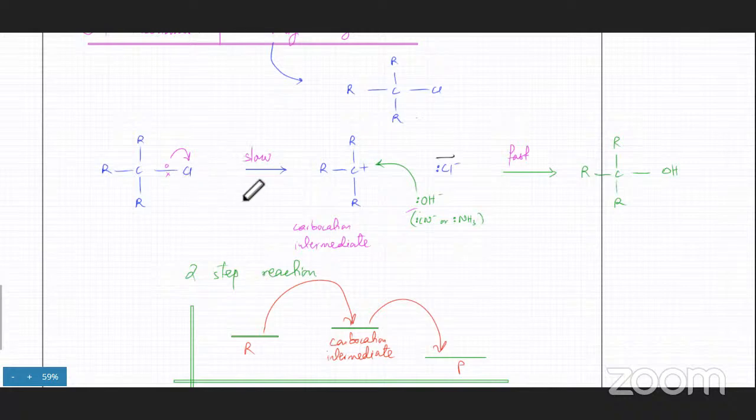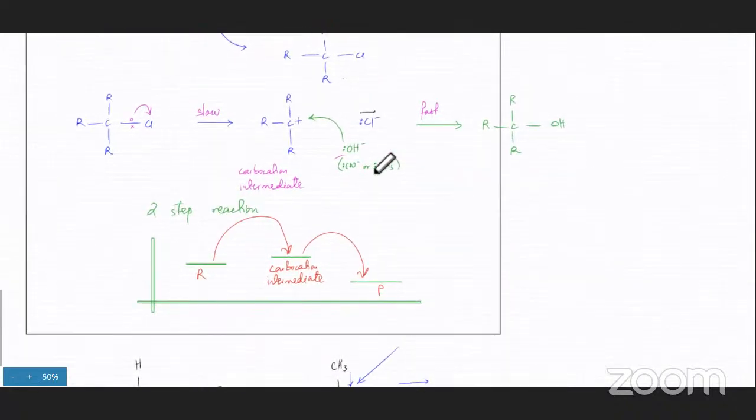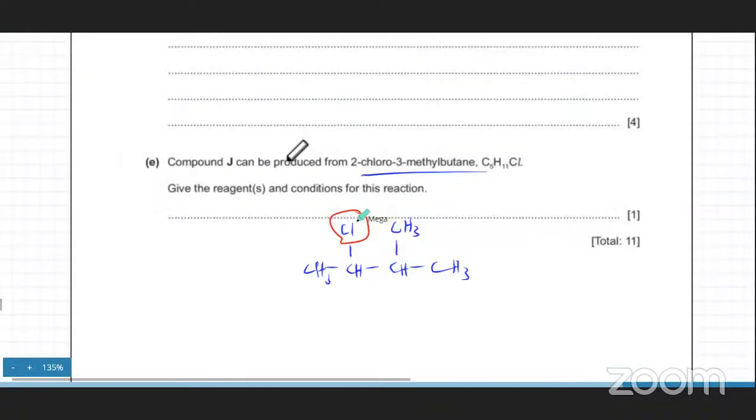So in this one, the Cl breaks off first, and then the nucleophile comes and gets attached to it. It doesn't happen simultaneously like in the previous case. In the SN2 mechanism, in the primary mechanism, all of this was happening simultaneously. But over here, it's going to be two distinct steps, a two-step reaction. So he's talking about, in the question, this reaction, where you have to get rid of the Cl and put an OH over there. So the reagents and conditions are going to be NaOH aqueous plus reflux.